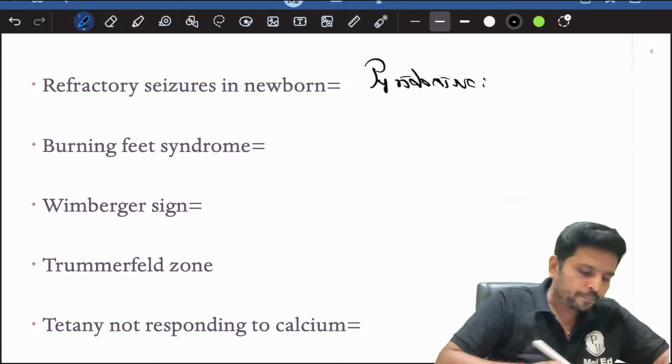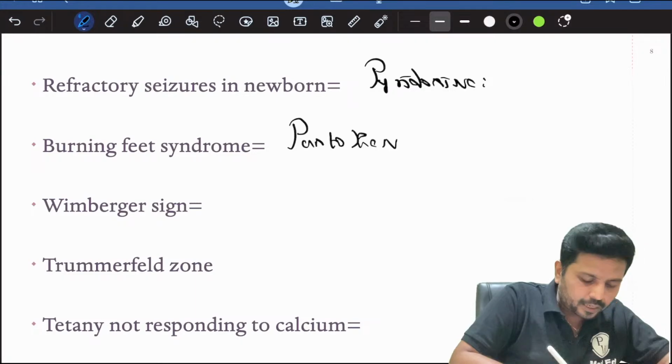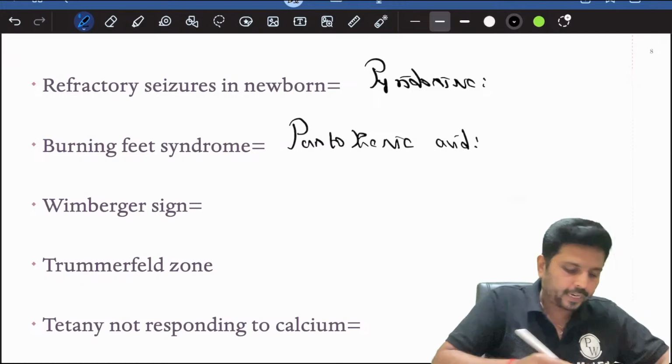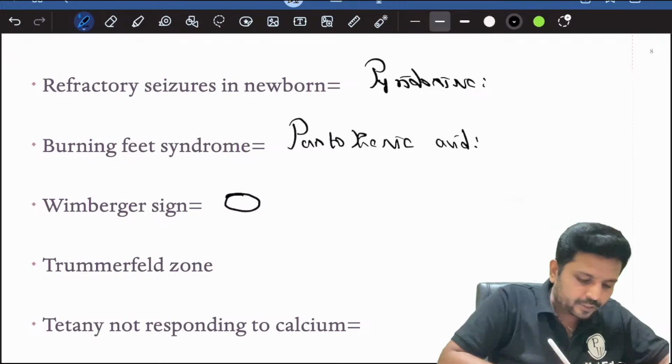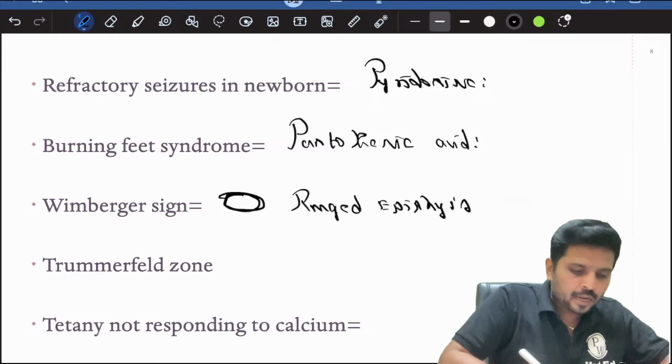Burning feet syndrome is due to pantothenic acid deficiency. Wimberger sign, otherwise known as ringed epiphysis, occurs in scurvy.